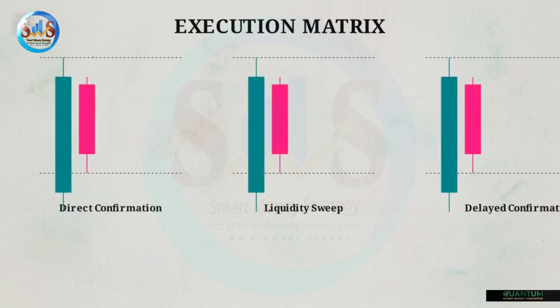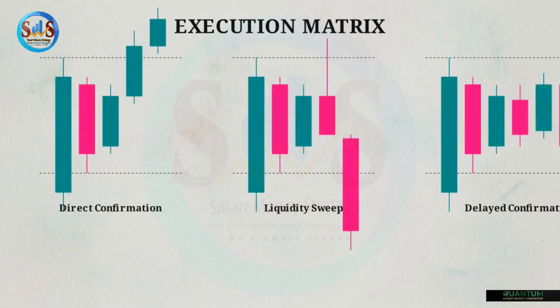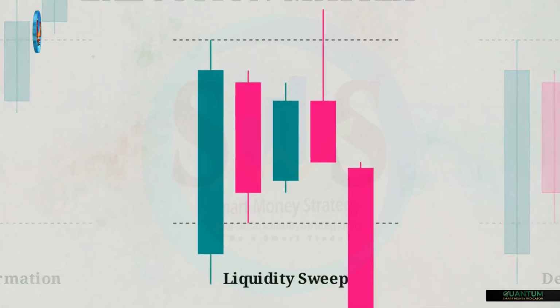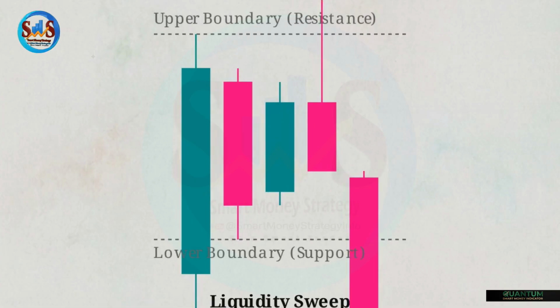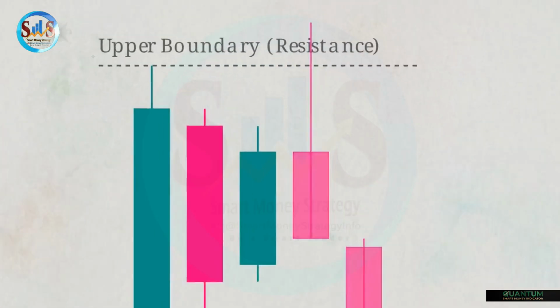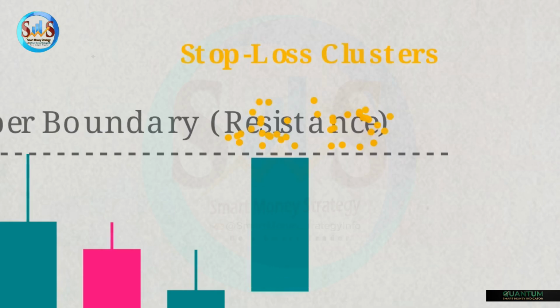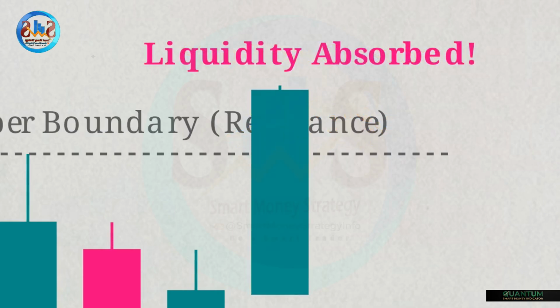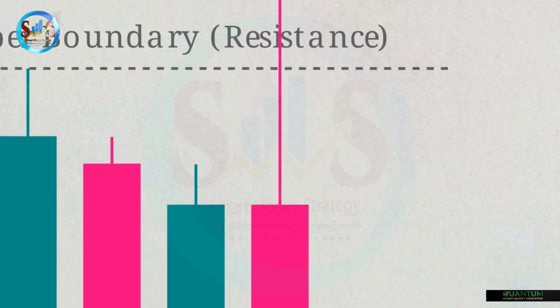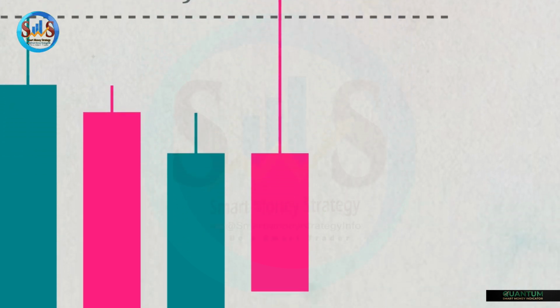Look at the whole picture. These 3 execution models are not isolated patterns. Together, they form a complete matrix of exactly how institutions finalize accumulation or distribution. The liquidity sweep remains a high-probability setup because it perfectly integrates with smart money concepts, relying on the mechanical stop runs that fuel institutional sizing.